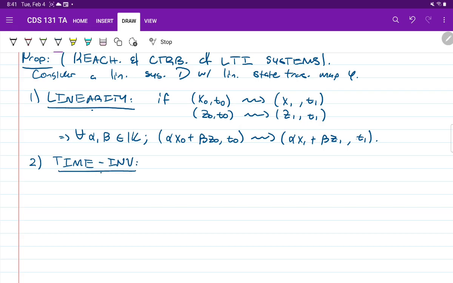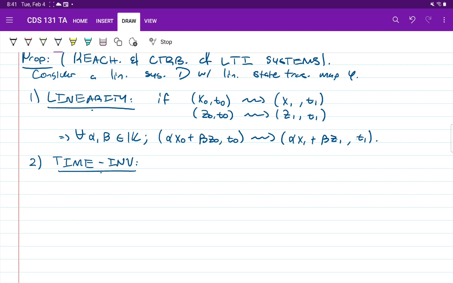So what we're going to have for the time invariant property is that if we can reach a state x1 at time t1 from x0 at time t0, then we could reach x1 at time t1 plus tau if we start at time t0 plus tau. All right, so this basically says that the states that we can reach don't depend on the actual objective times t0 and t1. Rather, they just depend on the amount of time that's passed.